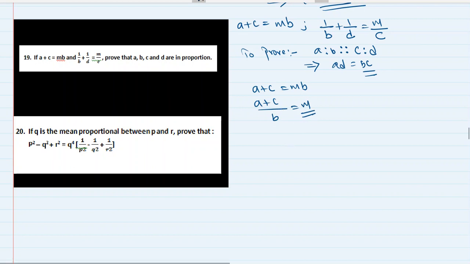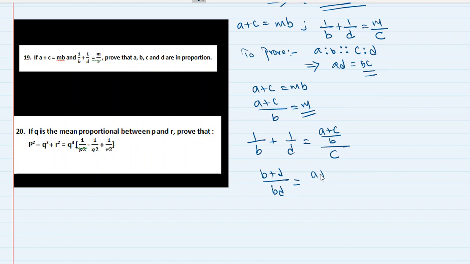I'm going to put the value of M in the second equation. So the second equation will become 1 by B plus 1 by D is equal to, in the place of M, I'm going to write (A plus C) by B the whole upon C. Right? In the place of M, I put (A plus C) by B. Okay, so this will become (B plus D) by BD is equal to (A plus C) by BC.